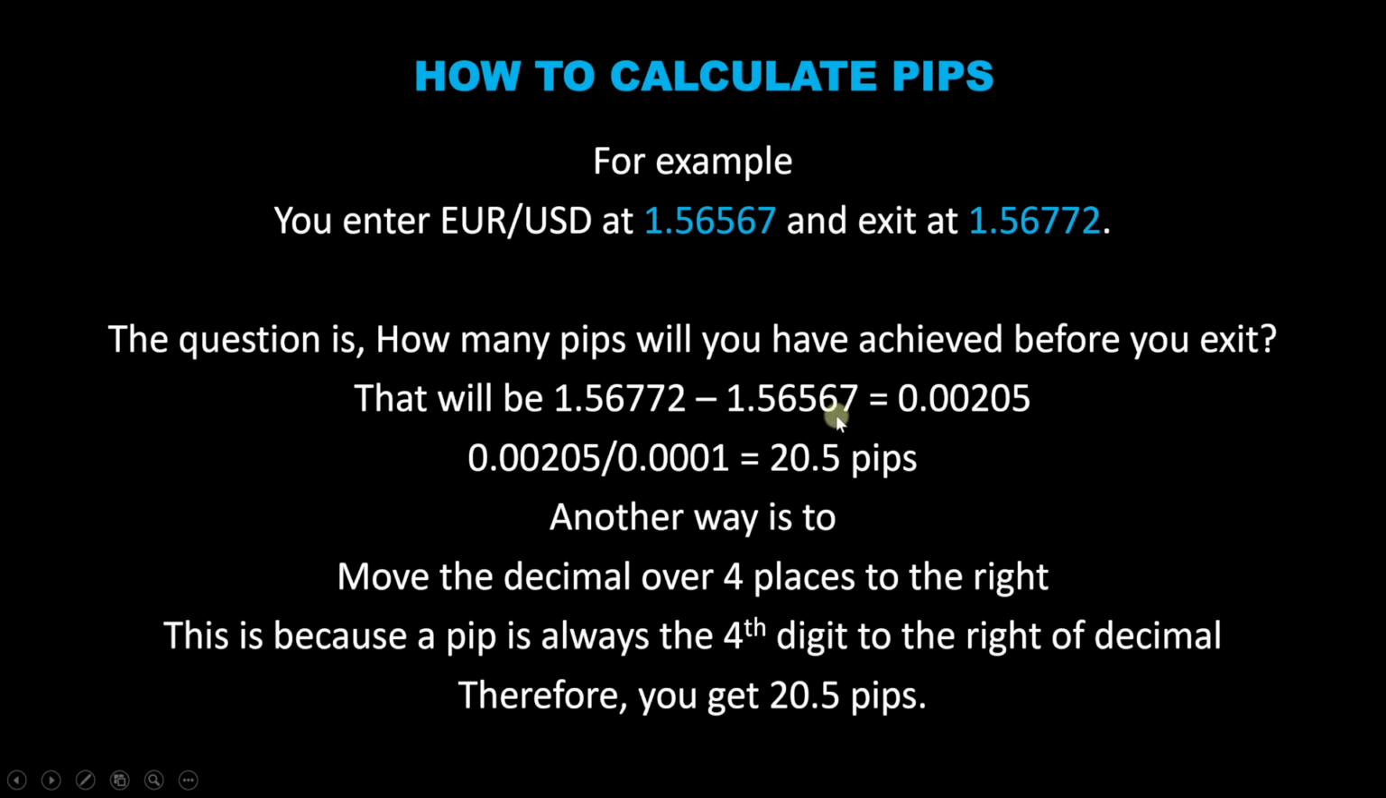Now this is where the pip is starting from. So the two here is the pips, while the last one is a pipet. This is because a pip is always the fourth digit to the right of a decimal. Therefore, you get 20.5 pips.